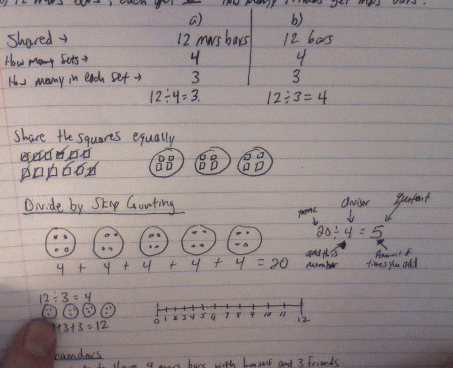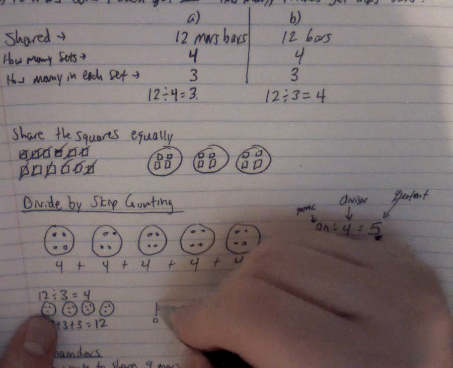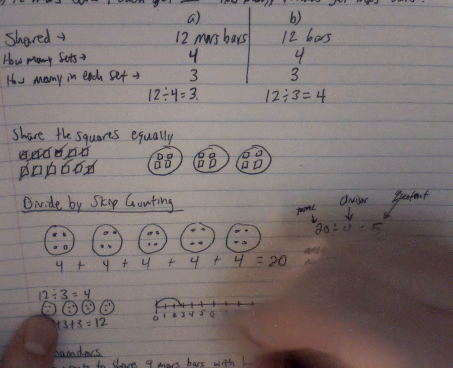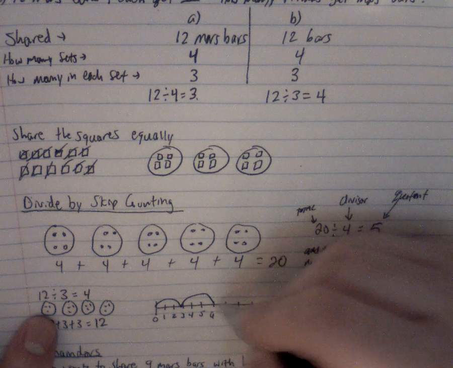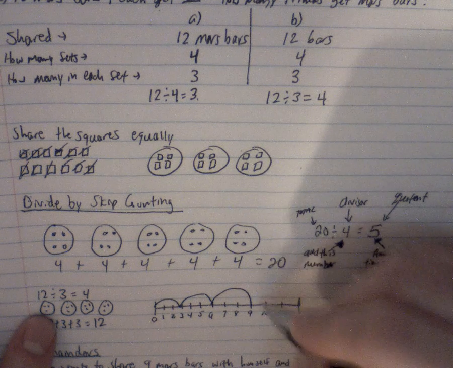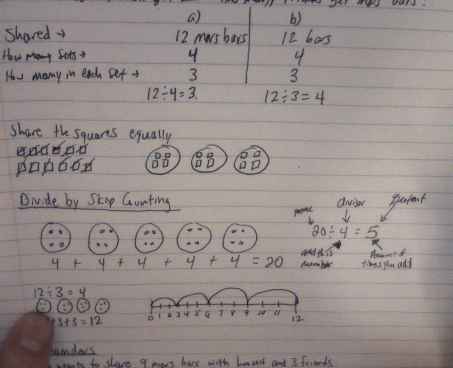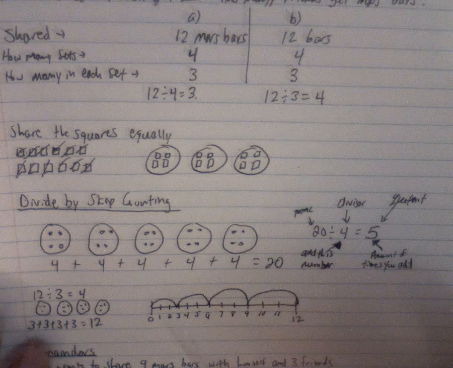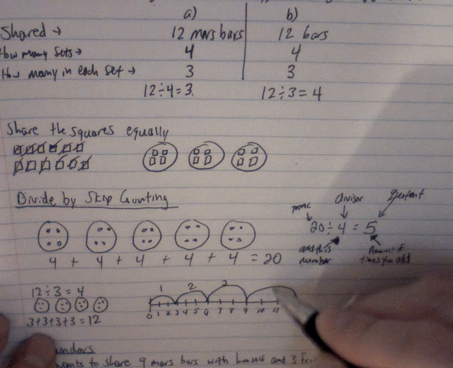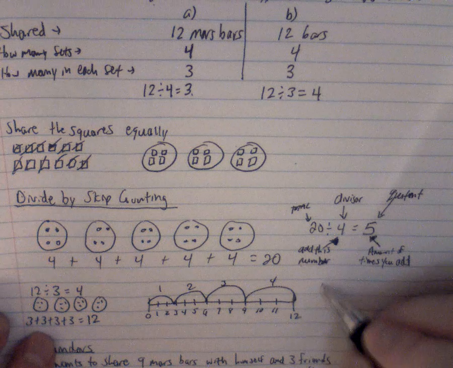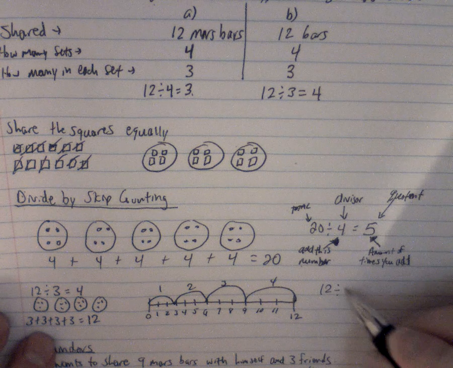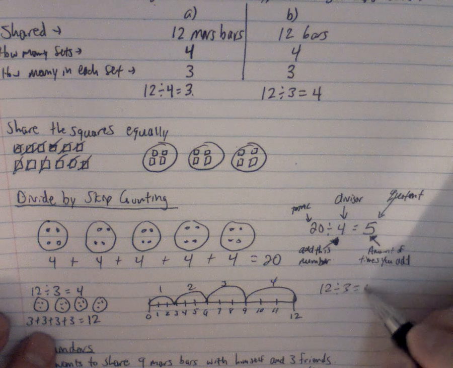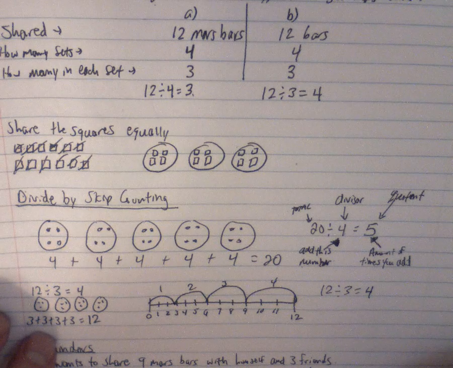Now it might have you use a number line. The jumps that we're making are going to be jumps of 3. 1, 2, 3, 4, because I need to get to 12. So I made 1, 2, 3, 4 jumps. So 12 divided by 3, because I was jumping 3 each time, gives me 4 jumps.